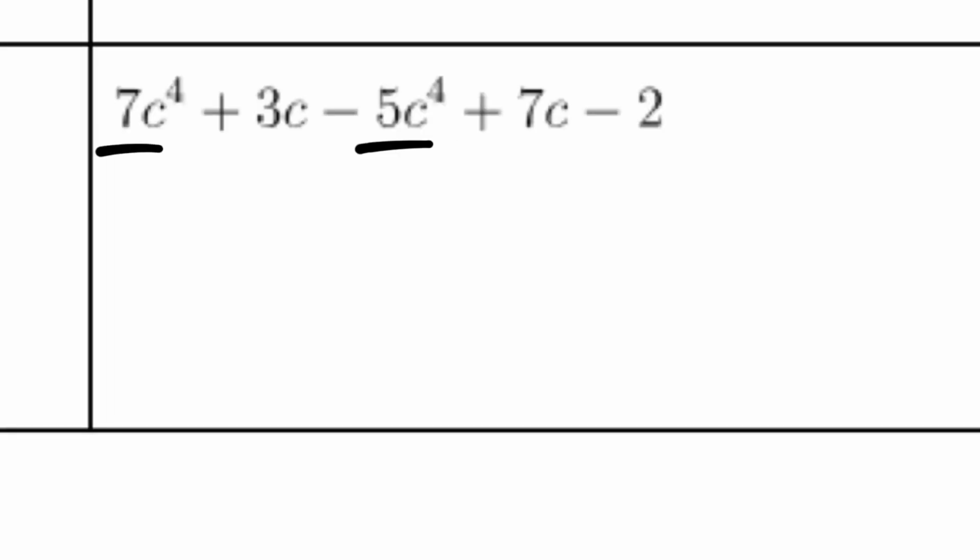Let's start with the highest term exponent, c to the 4th. We have 7 minus 5 is 2c to the 4th.